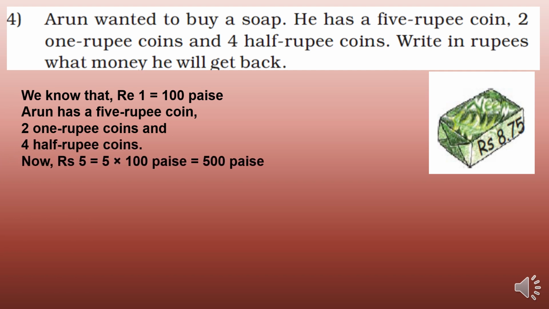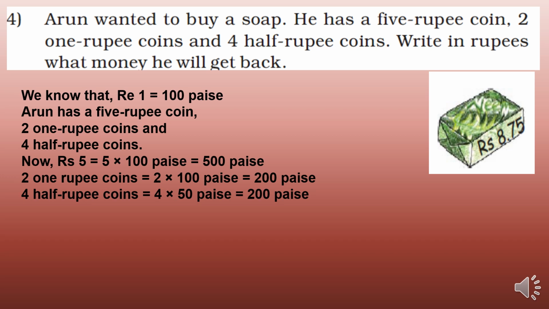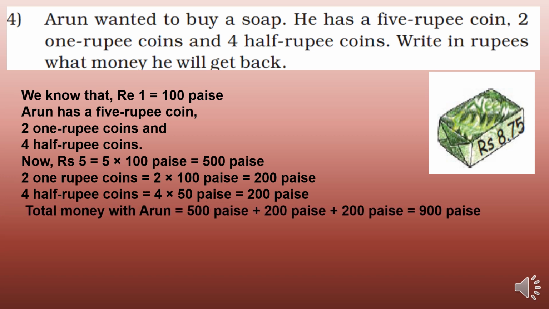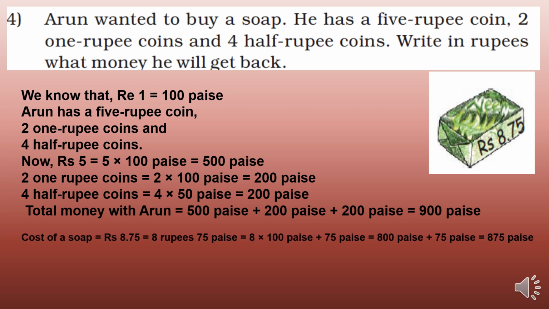Now rupees 5 equals 5 into 100 paise, that is equal to 500 paise. 2 one rupee coins is equal to 2 into 100 paise, that is equal to 200 paise, and 4 half rupee coins equals 4 into 50 paise, that is equal to 200 paise. Total money with Arun is equal to 500 paise plus 200 paise plus 200 paise, that is equal to 900 paise. So cost of a soap is 8.75, that is equal to 875 paise.